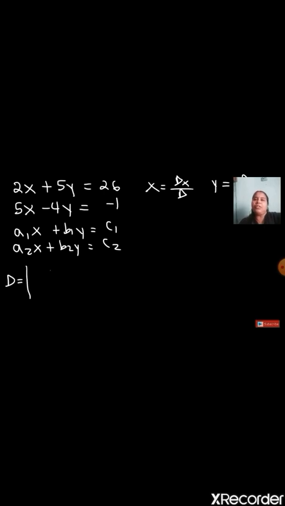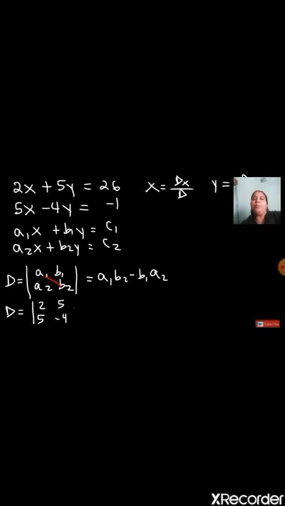Determinant, the formula, the general form, I hope you remember, a1 a2 and b1 b2. Means I need to write only the coefficients of x and y in both the equations. So a1 is 2, a2 is 5, b1 is 5 and b2 is minus 4. So we will write these values, and by cross multiplying a1 b2 minus b1 a2, we will get the value of the determinant. So determinant is equal to 2, 5, 5 and minus 4.